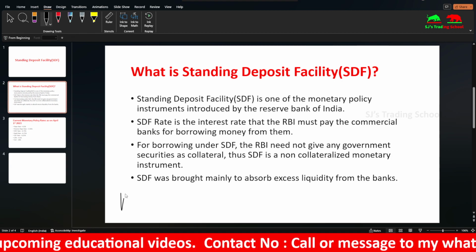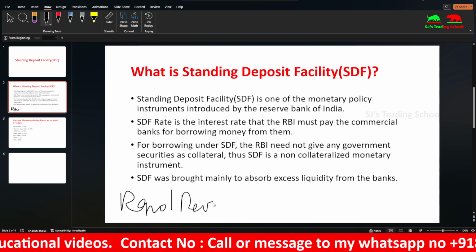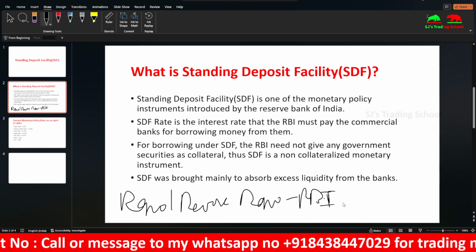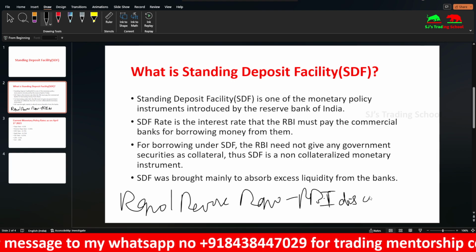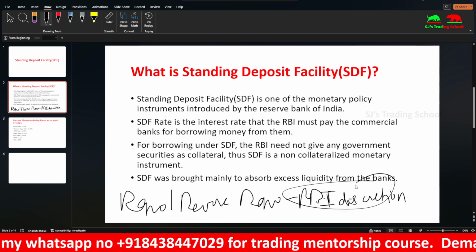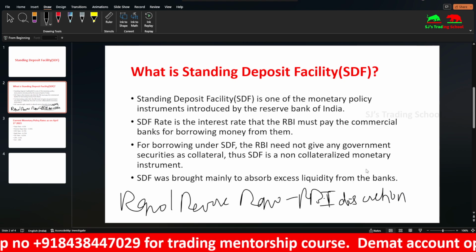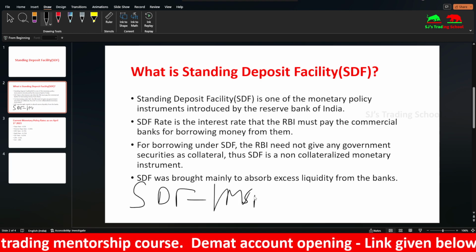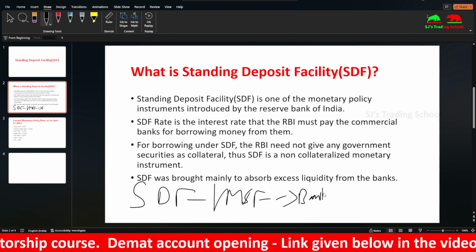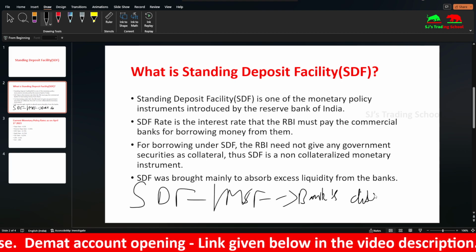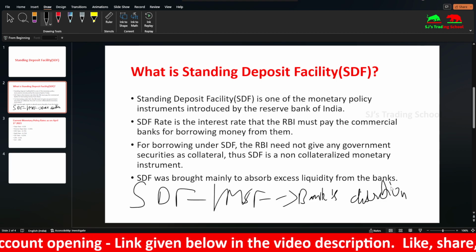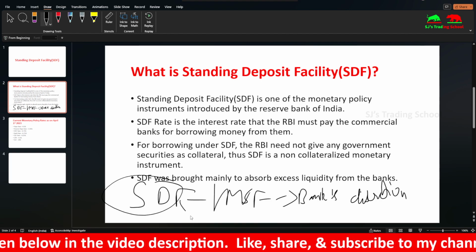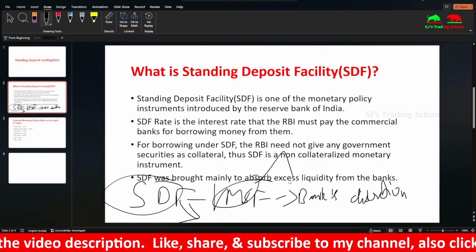Another thing is that in case of repo or reverse repo, it is at the RBI's discretion. So the terms and conditions of the loan contracts are at the RBI's discretion. The RBI has the authority over it. But in the SDF and MSF, it is at the bank's discretion. The banks have the authority over the terms and conditions and the contracts of the loans, because the collateral is also not given in case of SDF. MSF means it's an overnight loan.